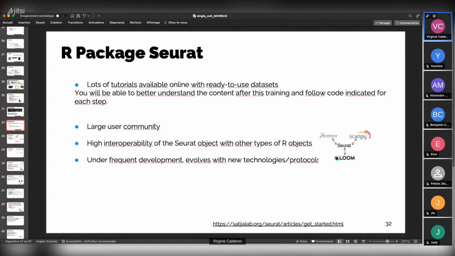Also, something good with Seurat is that there is interoperability between Seurat objects and other packages like SCAMP or Loom and other packages in Bioconductor. So now Seurat objects are a standard in single-cell experiments, and everybody is using them as an input to develop new packages. Also, it's a package that is still under frequent development, so new versions keep coming up as they improve the methods behind Seurat.